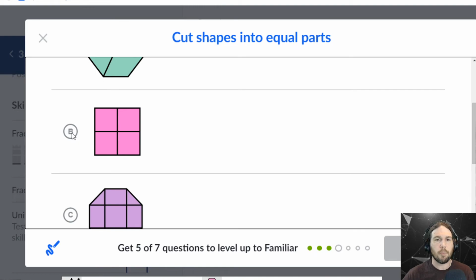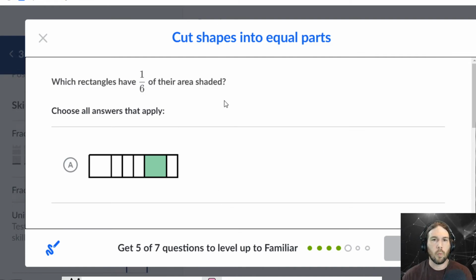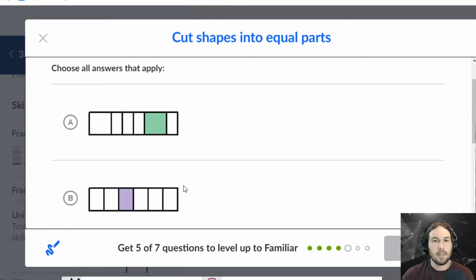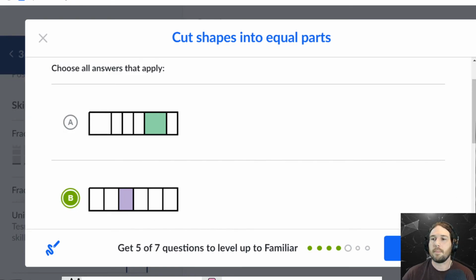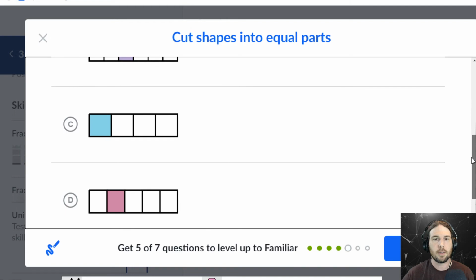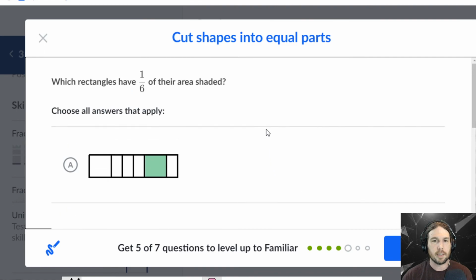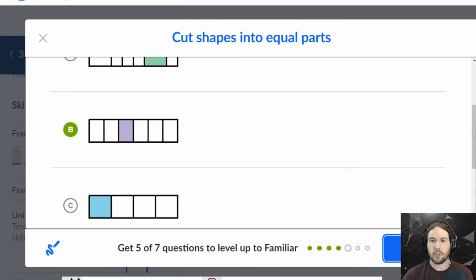Which figures are divided into equal parts? That one, and that's it. Which rectangles have 1/6 of their area shaded? So once again, it means that the rectangle is cut into 6 pieces and one of them is shaded. So let's take a look. 1, 2, 3, 4, 5, 6, and I just did it. 6 equal pieces. And one of them is shaded. C looks like 1/4 to me instead, right? 4 equal pieces, one of them is shaded. And then D is 1, 2, 3, 4, 5 pieces with one being shaded. So it looks like B is the only correct answer.